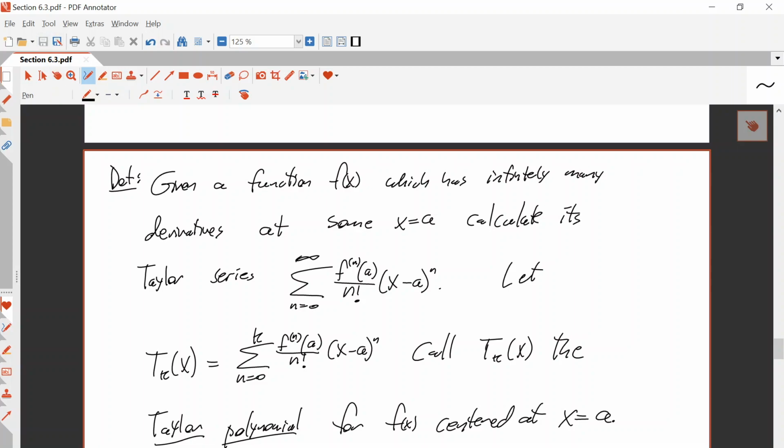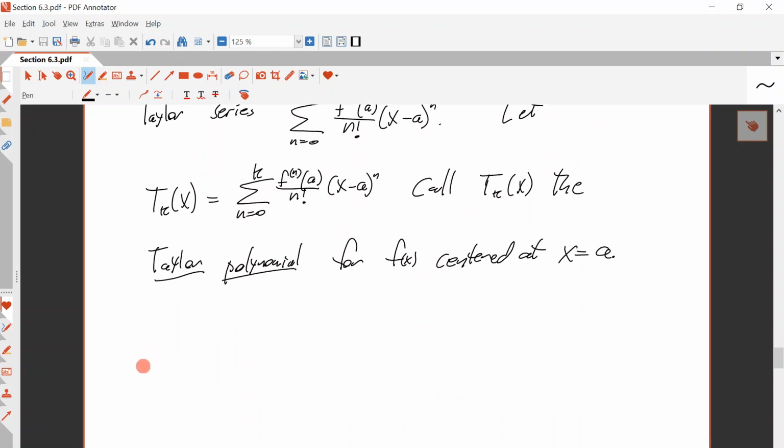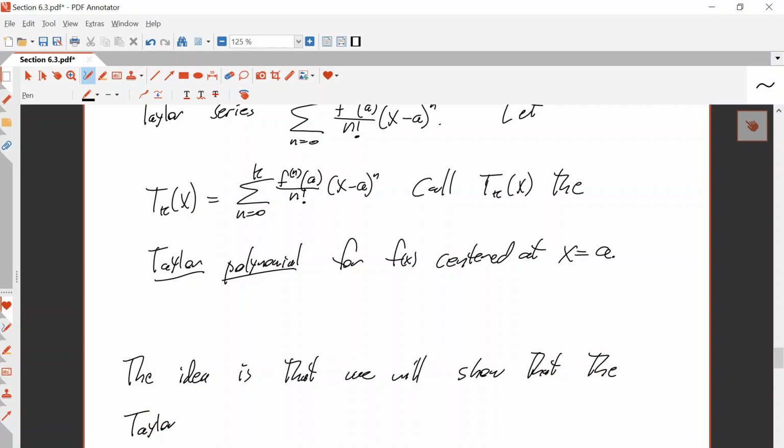So you have the Taylor series. As usual, like what we've been doing this whole time talking about series, we look at the partial sum. This time you call that partial sum the Taylor polynomial. The idea here is we will show that the Taylor polynomials approximate f of x to a higher and higher degree.